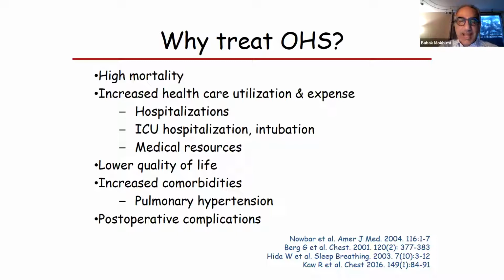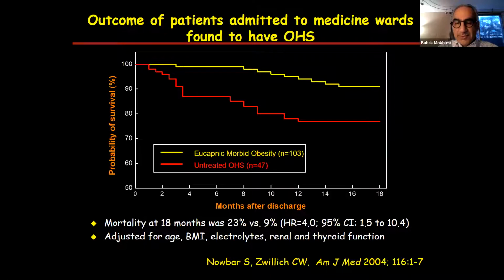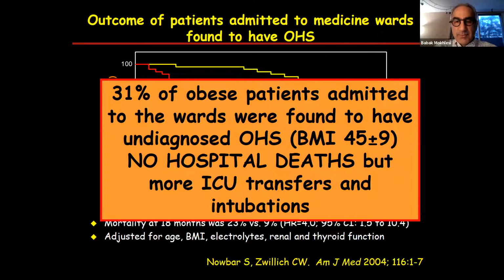think treatment impacts that. For example, this was a study from Denver years ago that I talked about earlier, where the treating team was informed that your patient may have OHS, but the vast majority of patients were discharged without therapy. None of these patients died in the hospital, but you can see that a few months after hospital discharge, those who had evidence of hypoventilation, this Kaplan-Meier survival curve starts separating at 2-3 months. Again, during the hospital, they had more admissions to the ICU and more intubations, but nobody died in the hospital.